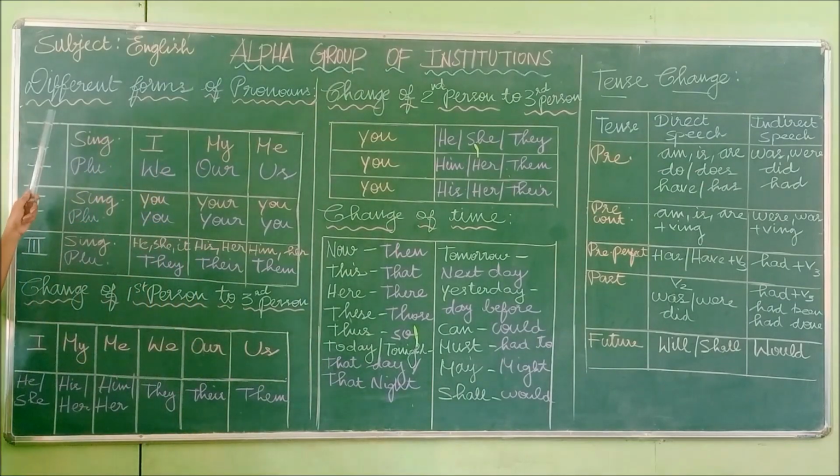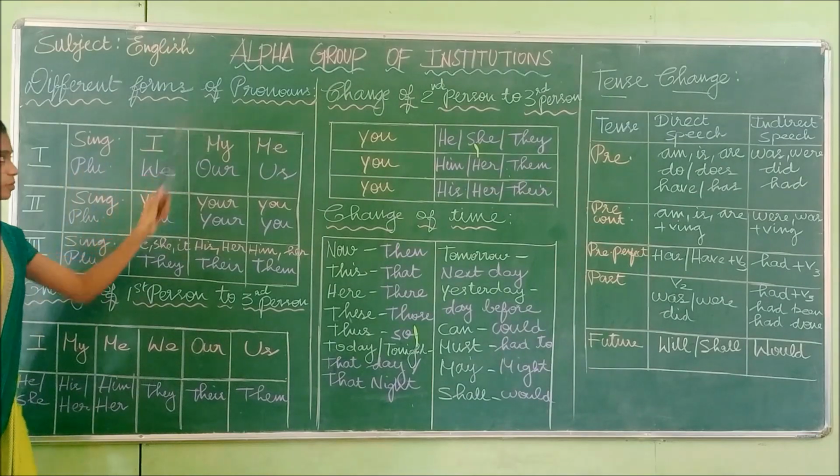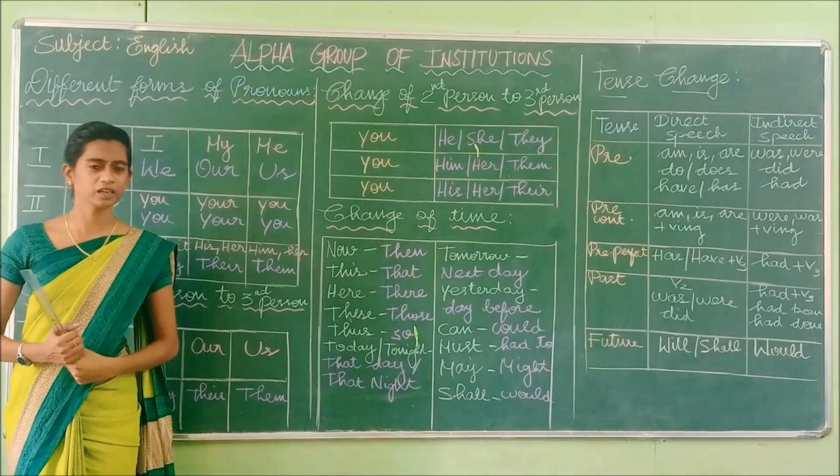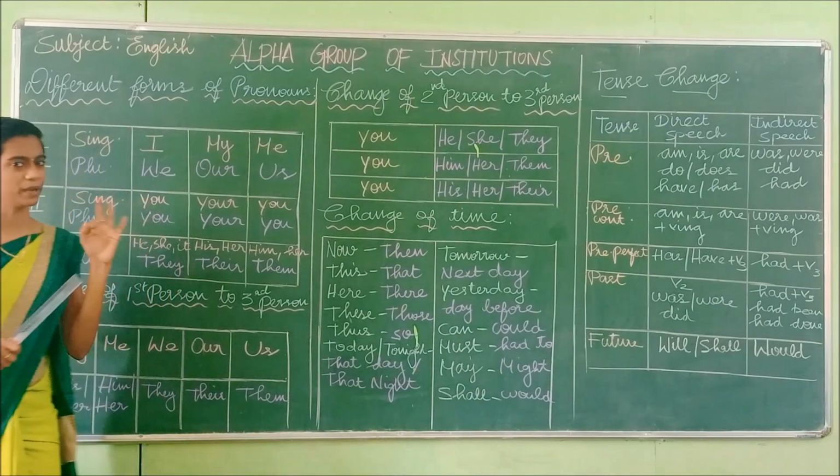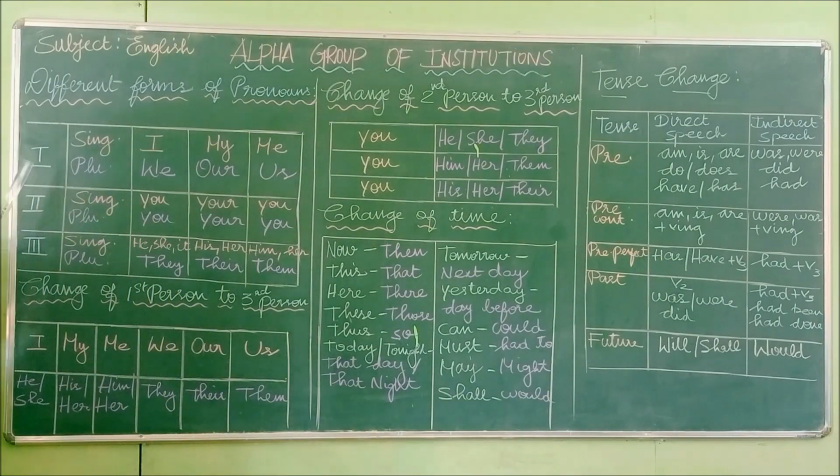The first one is different forms of pronouns. How many persons are there in pronouns? There are 3 persons: first person, second person, third person. What are the first person pronouns? I and we. I is singular and we is plural.